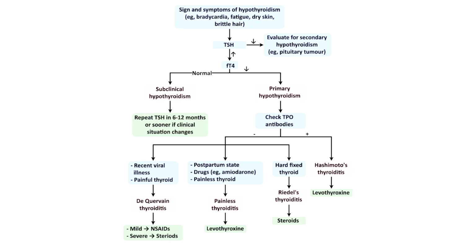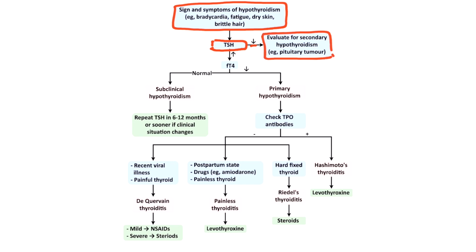Now we'll discuss the workup and management of hypothyroidism. The best initial test when suspecting hypothyroidism is serum TSH. If TSH is low, we should evaluate for secondary hypothyroidism, maybe due to a pituitary tumor. What happens if the TSH levels are high? We should obtain free T4. Remember that FT4 is very important as it shows how the thyroid gland is working in response to TSH.